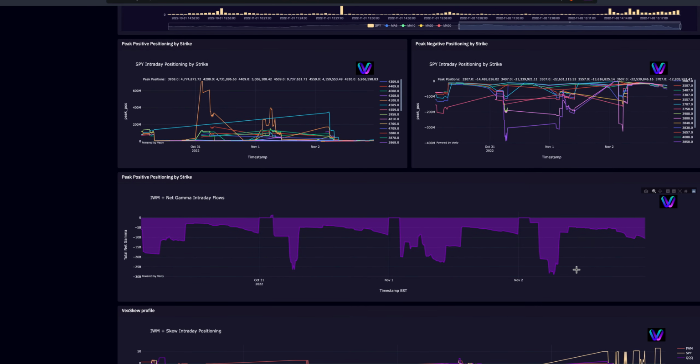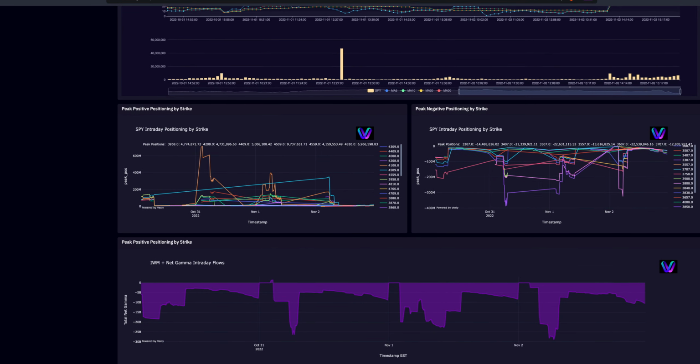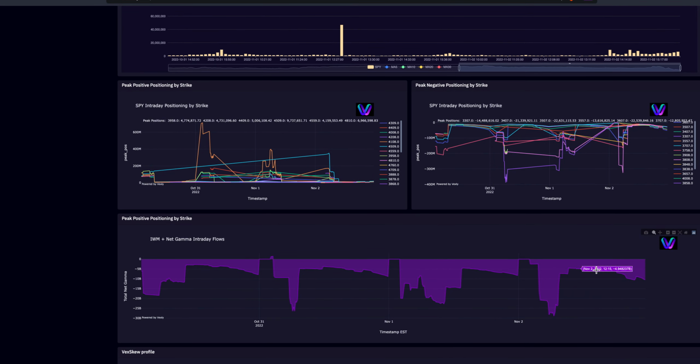Cool. And then the other part is, you've got this, and this is going to get merged into the stock chart, so it's even easier to see. But you've got net positioning overall here. So this is including the three major indices: Rusty, Qs, SPY.